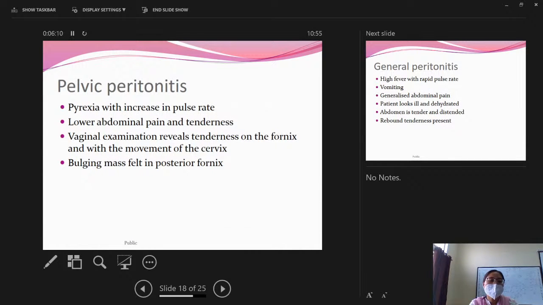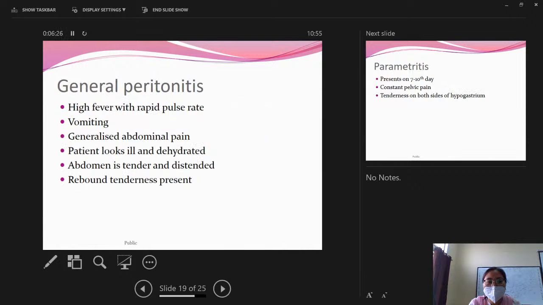Pelvic peritonitis: the patient presents with pyrexia, this is fever with an increased pulse rate. The patient will have abdominal pain and tenderness. On vaginal examination, there will be fornical tenderness, and cervical motion tenderness will be there. If there is a pelvic abscess, then there will be a bulging mass in the POD, the pouch of Douglas.